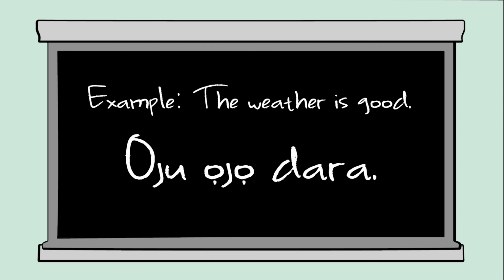I want you to identify the vowels that will be taking up the tonal marks. And I want you to apply the tonal marks on those vowels. The hint is this. I want you to follow the sound that I've given you in this word. Ojú ọjọ́ dára.